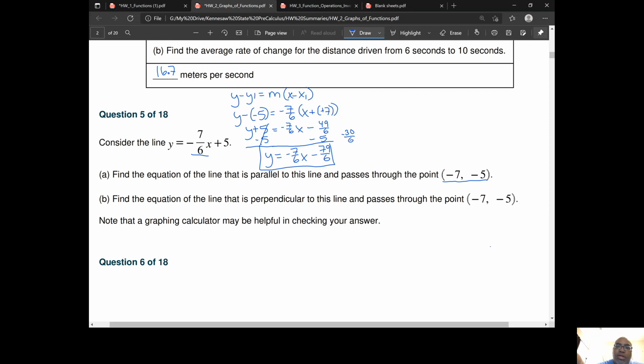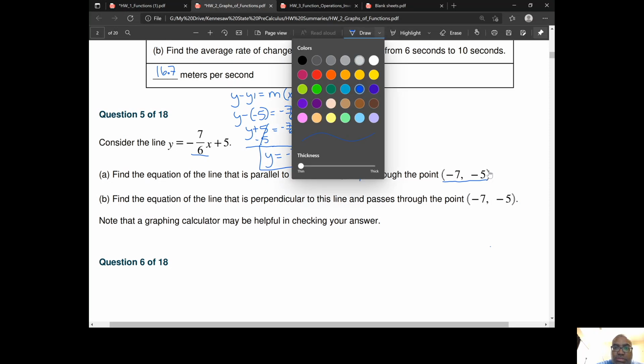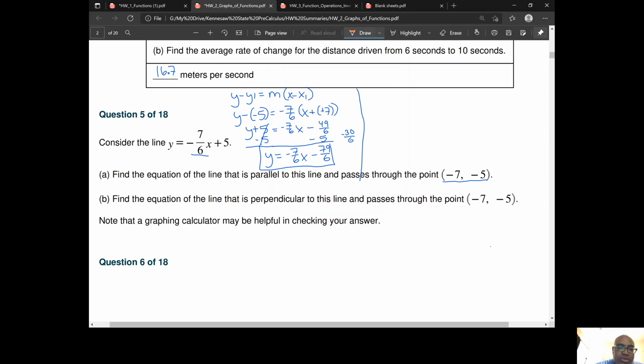So for B, we want a line perpendicular to this line that passes through the same point. So let's change the color. If the original slope is -7/6, that means the slope of the perpendicular line is 6/7. Negative reciprocal: negative 7/6, positive 6/7.